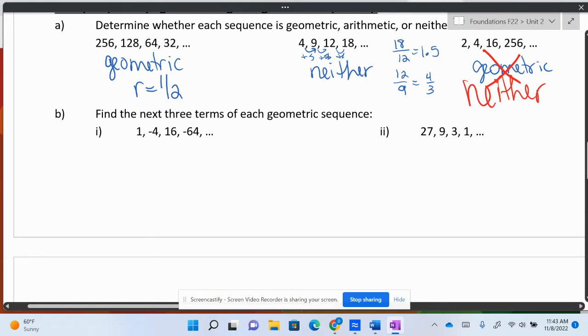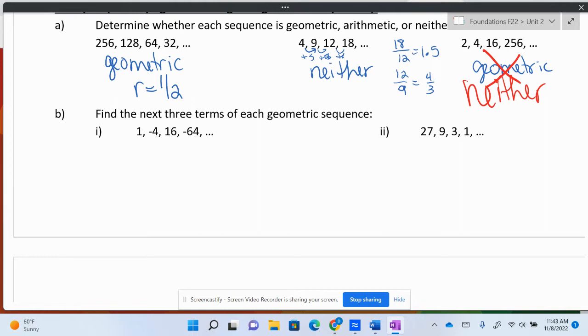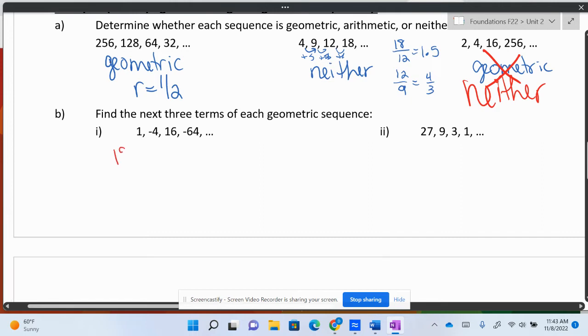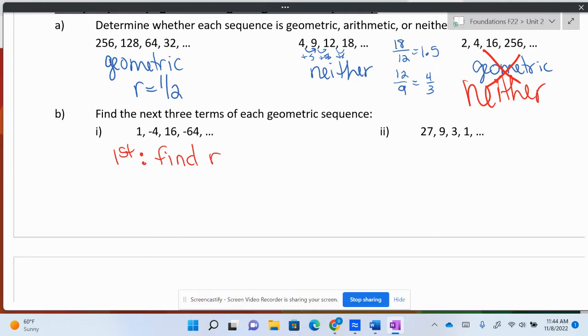Okay. Let's look at B. B's telling us that it's geometric. It says find the next 3 terms. The first thing that we need to do is find what? What do we need to do first? The common ratio. Yeah, we need to find r. How do we do that? Yeah, take the last term, -64, and divide it by the one that comes before it. Thank you so much, sir. -64 divided by 16 is -4. So I have a common ratio of -4.